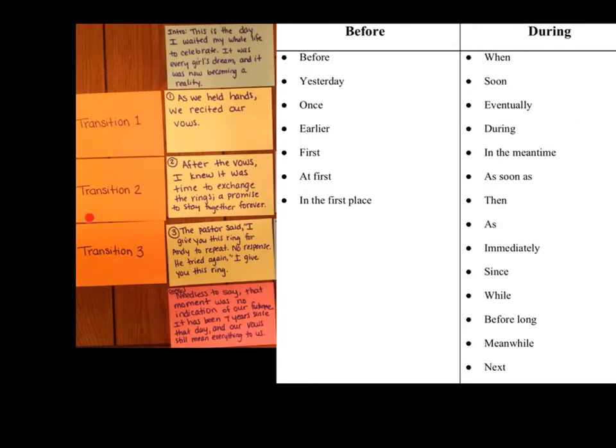As I look at my second transition word that I need to choose, I'll read, "After the vows, I knew it was time to exchange the rings, a promise to stay together forever." I'm going to use the during category, and I want the reader to get the idea that I'm really just trying to get this done because this is a moment I've been waiting for and I'm just anxious. So I'm going to use the word immediately. And when I write immediately, it will say, "Immediately after the vows, I knew it was time to exchange the rings, a promise to stay together forever."